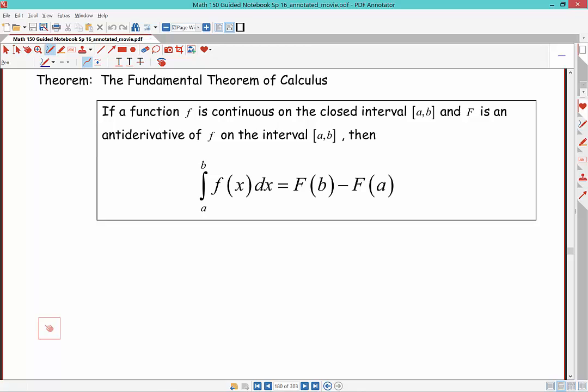Drum roll. The Fundamental Theorem of Calculus is basically, remember that we learned yesterday that if all the conditions are correct, the limit as the norm of delta approaches zero, the width of the largest subinterval approaches zero, of the summation from i equals 1 to n of f at xi times delta xi is equal to the integral from a to b of f at x dx.